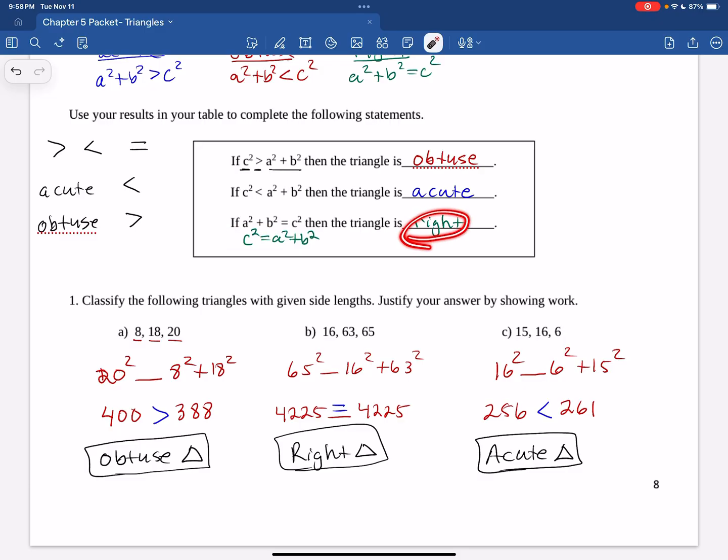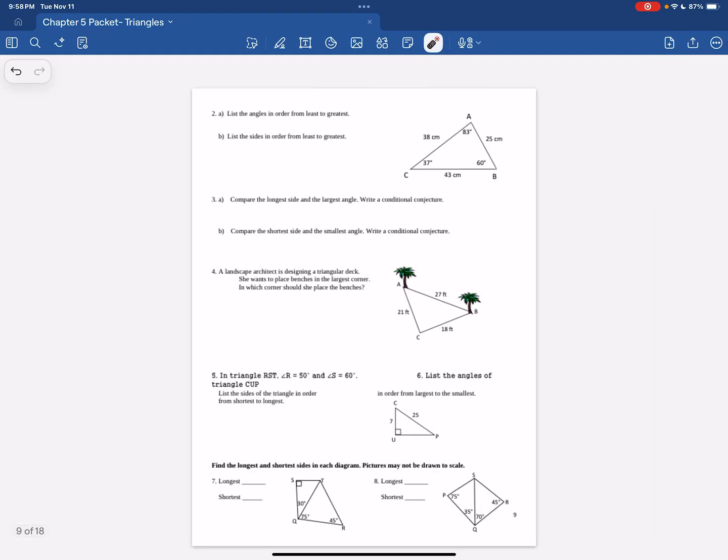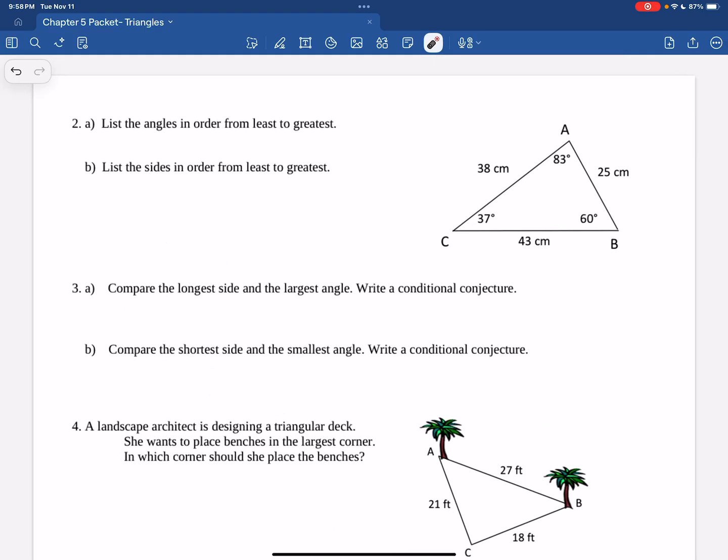All right, so if you want to, pause the video, go to your homework, and start doing the problems that deal with the Pythagorean theorem. Come on back, and let's go to the next page. All right, so on the next page, we're going to learn how to determine which angle in a triangle is across from the largest side. We're going to be able to classify the sides from largest to smallest if we know the angles, or classify the angles from largest to smallest if we know the sides.